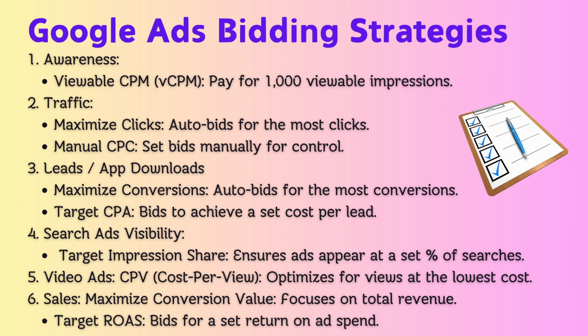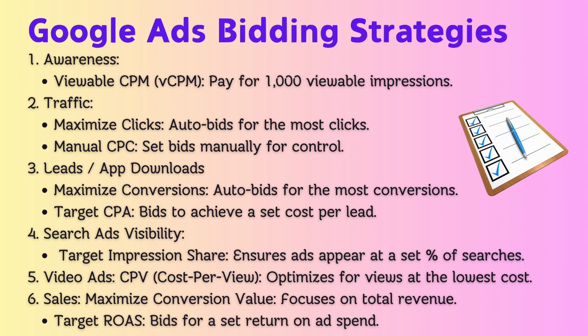And what are the best Google bidding strategies? The first one is awareness. For awareness, we mostly use CPM, cost per thousand. The M means thousand in digital terms, so we say cost per M for cost per thousand. It's for a thousand viewable impressions. It's mostly used for YouTube videos. So if a thousand members watch a video, we are going to pay. That is called viewable CPM.